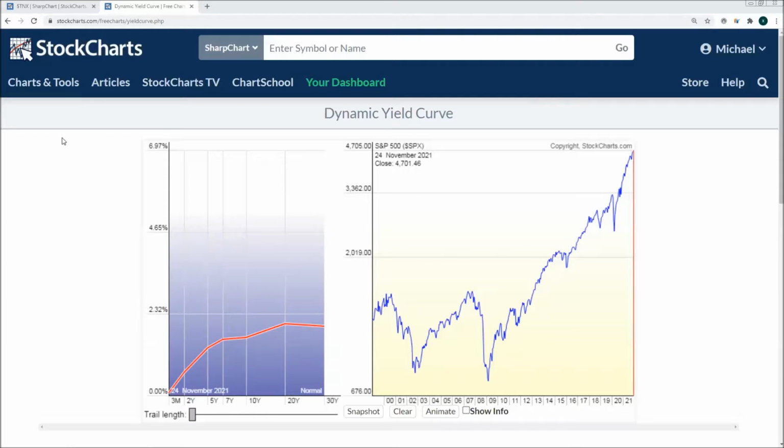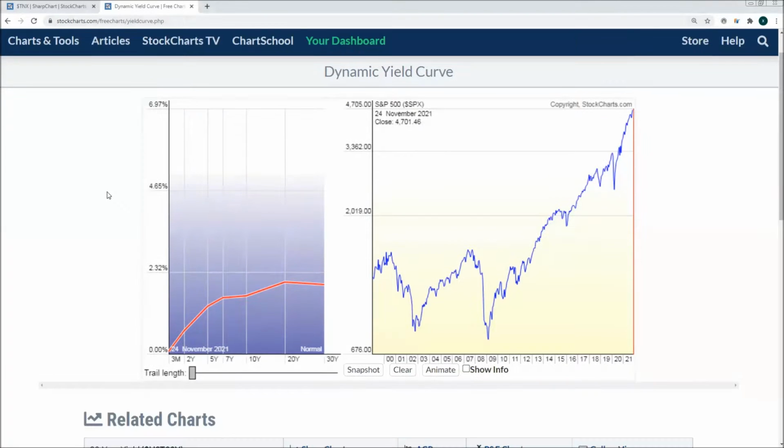It is Thanksgiving. I wanted to talk about the yield curve. I was looking the other day at this dynamic yield curve tool that they have at StockCharts, and what it does is on the right, it has the S&P 500, and then on the left it has the yield curve at that time.